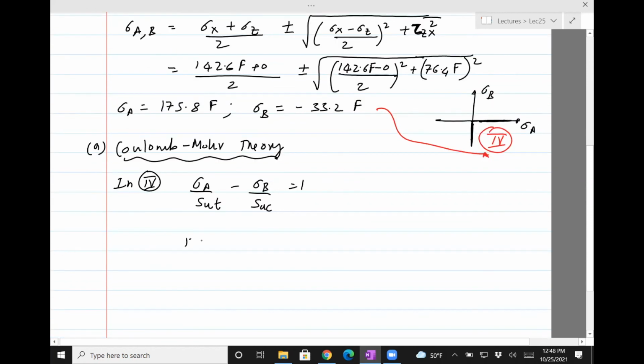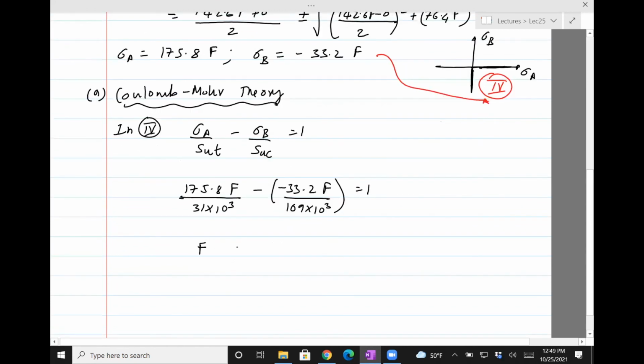And then that is 175.8 times F divided by 31 times 10 raised to 3. This is the tensile strength in tension. And then we have minus 33.2 F divided by 109 times 10 raised to 3 equals 1. And clearly that's one equation, one unknown. You can solve for F. It comes out to be 167 lbf. Okay, so the key is this, that in the fourth quadrant, that's the equation.